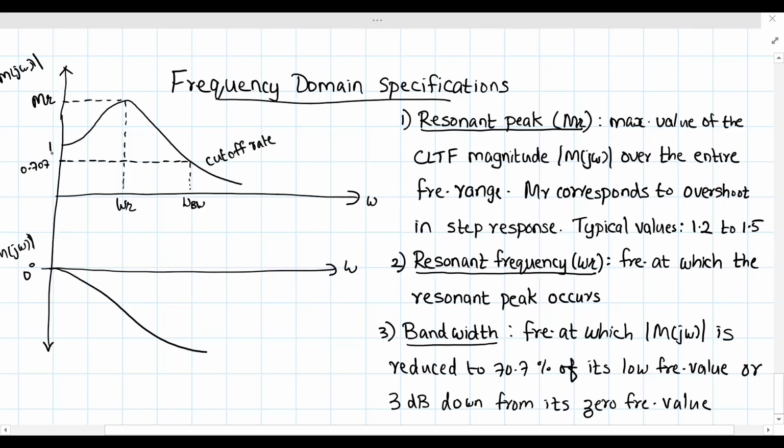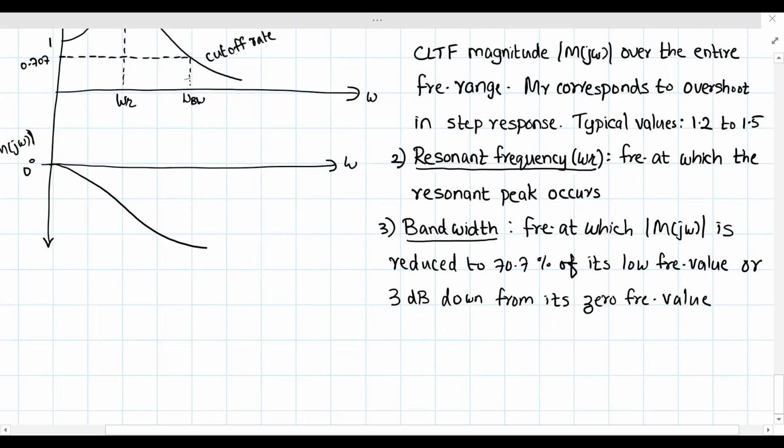So one is the low frequency or zero frequency value, and you take 70.7% of that magnitude. You draw a line, see at what magnitude point it hits, and the corresponding frequency is called the bandwidth. This much is the bandwidth range. Now, the larger the bandwidth, what happens? The rise time will be faster. Large bandwidth means faster rise time.